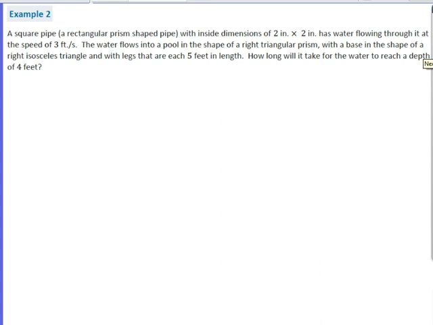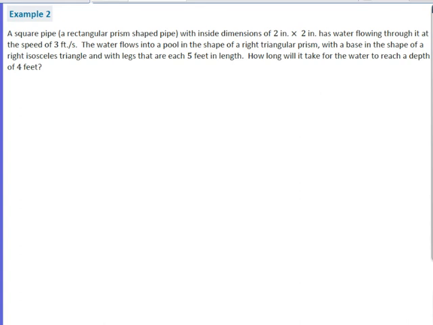A square pipe, meaning a rectangular prism-shaped pipe, with inside dimensions of 2 inches by 2 inches, has water flowing through it at the speed of 3 feet per second. The water is flowing into a pool in the shape of a right triangular prism with a base in the shape of a right isosceles triangle with legs that are each 5 feet in length. How long will it take for the water to reach a depth of 4 feet?